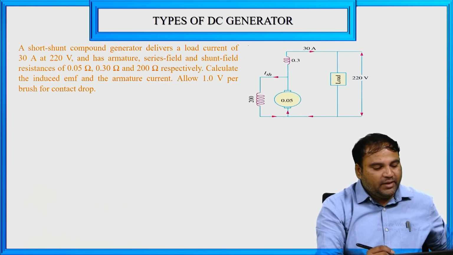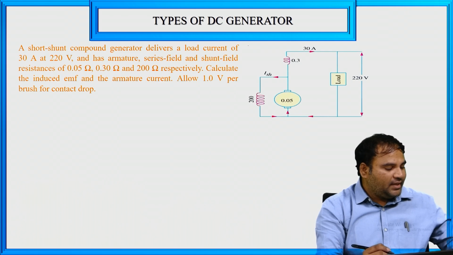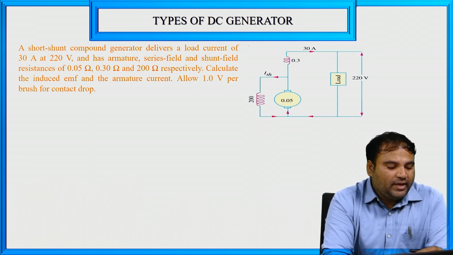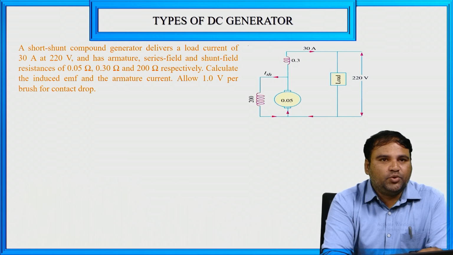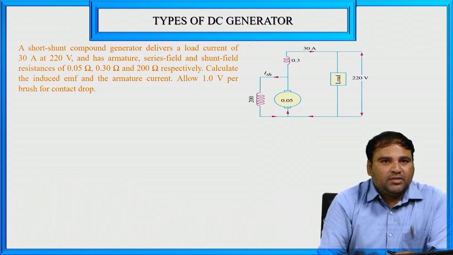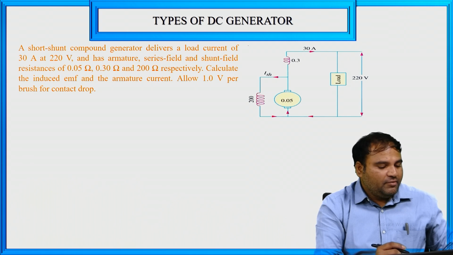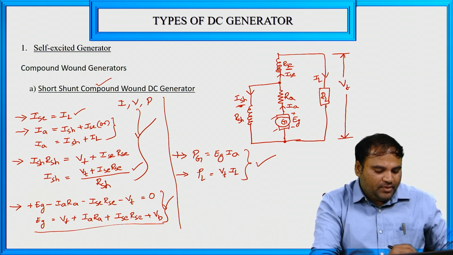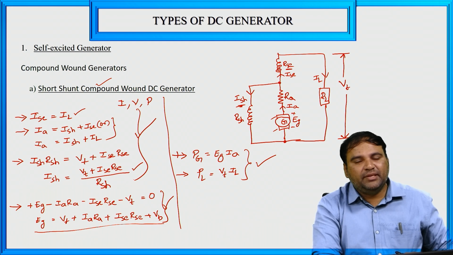This second problem belongs to the short shunt compound DC generator. Here they have given a load current of 30 amperes at 220 volts, and armature, series field and shunt field resistances of 0.05 ohm, 0.30 ohm and 200 ohm respectively. We need to calculate the induced EMF and the armature current, allowing 1 volt per brush for the contact drop. For the short shunt compound generator, the equation is Eg equal to Vt plus IaRa plus Isc Rsc plus Vb, right?